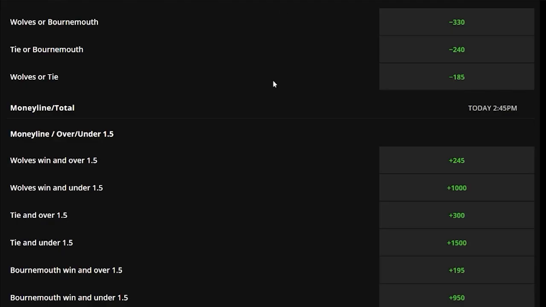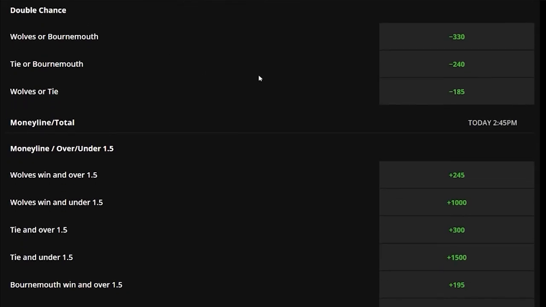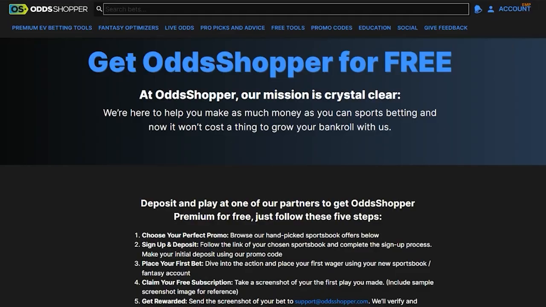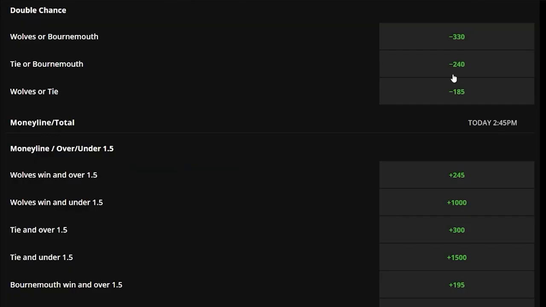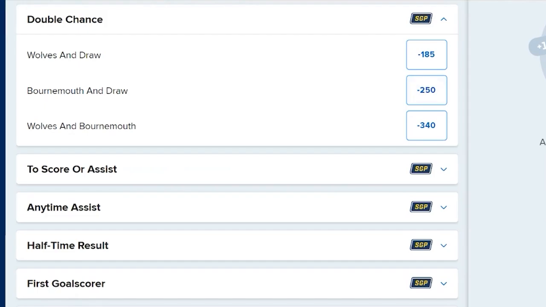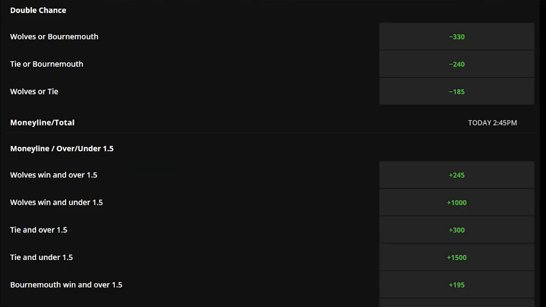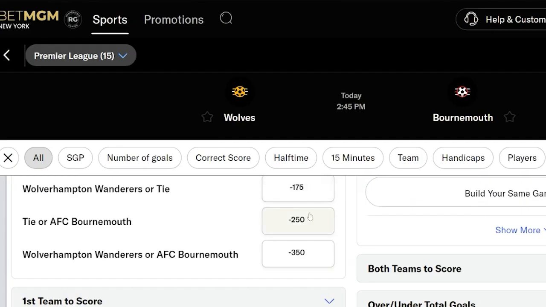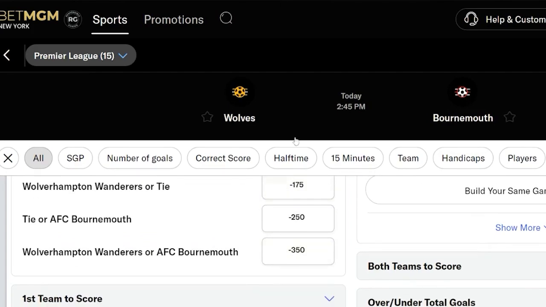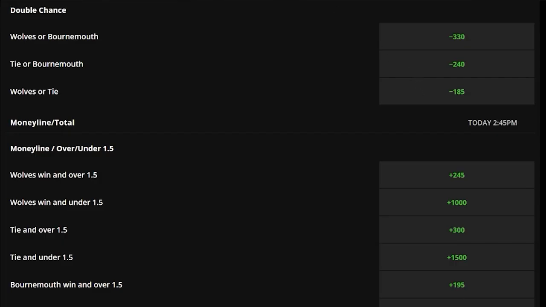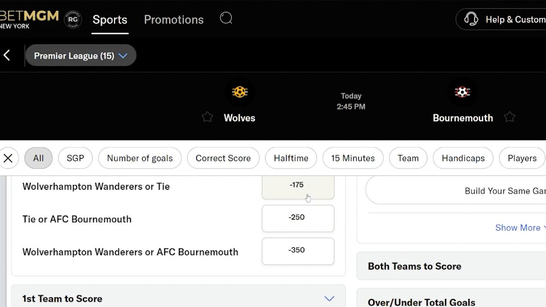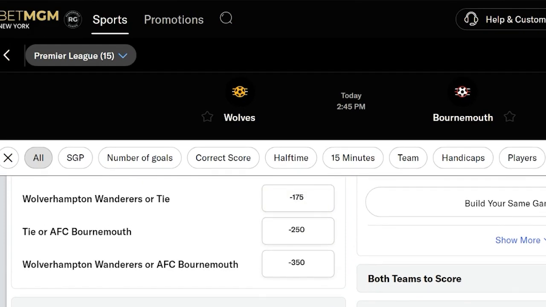And another one, let's look at the lines again. I'm here on double chance over on DraftKings. Go 185 and 185, so that's good. Same right there. 240 and 250, save 10 cents. 330 and 340. And then you go to BetMGM, another 175, 250 and 350. So again, you're seeing these small discrepancies. Why bet minus 185 when you could bet minus 175? These are the little edges, the little tricks, the little tips that add up in soccer and other sports, but particularly with soccer.